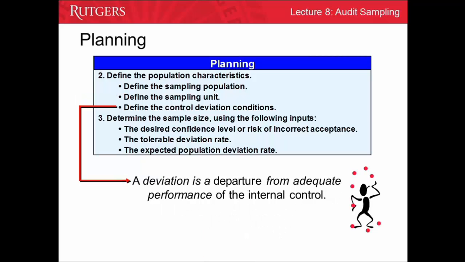And after that, we should define the control deviation conditions. For tests of controls, a deviation is a departure from adequate performance of the internal control. It is important for the auditor to define carefully what is considered a deviation.